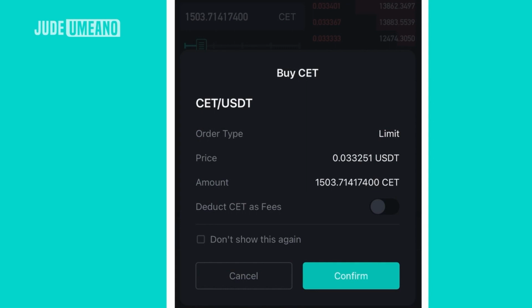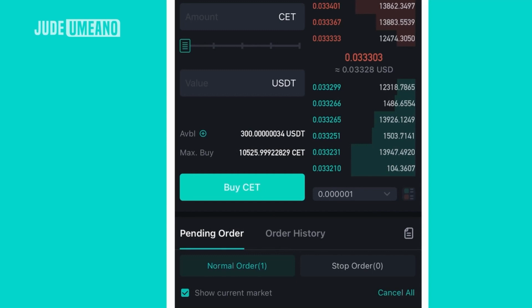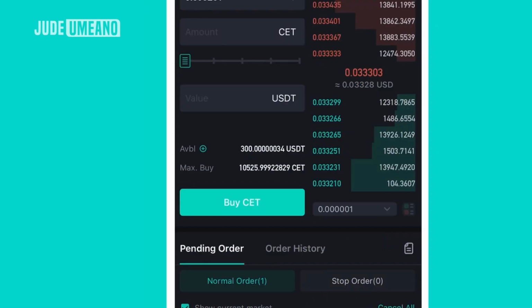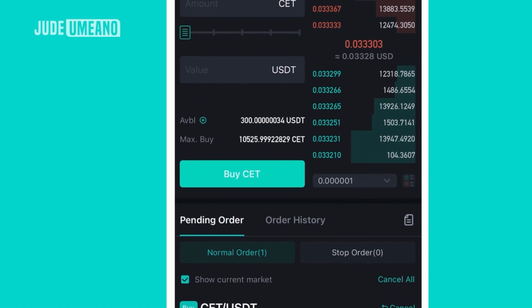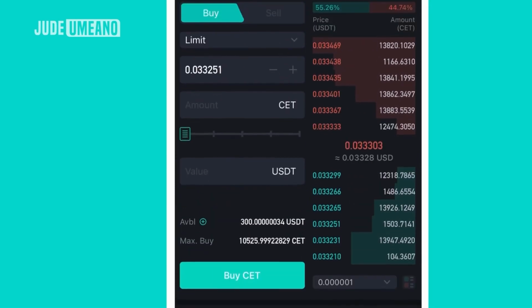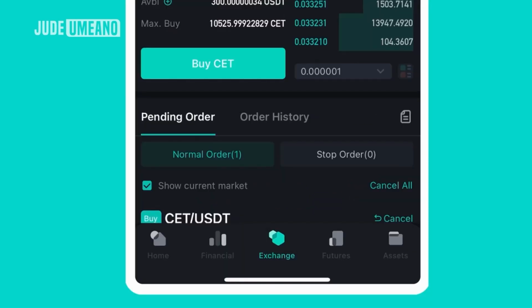and I want my fee to be deducted in CET, right? I prefer to do that because it will reduce the fee that I pay to give me a better fee. What happens is that because I'm using limit order and because the price is not yet at the price I want to buy at, my order will enter the order book as a buyer. And whenever price drops to that price, my order will be filled and I will have the CET in my spot wallet. So this is simply how you use this particular exchange section to trade spot on CoinEX.